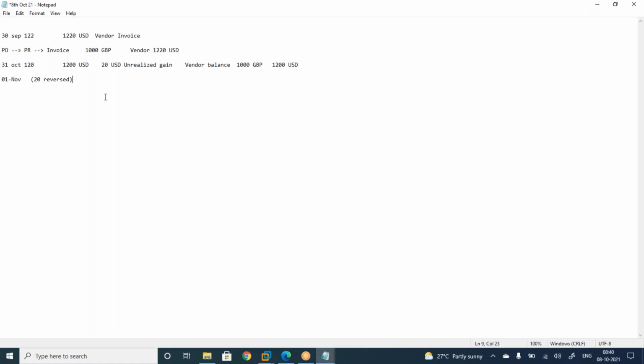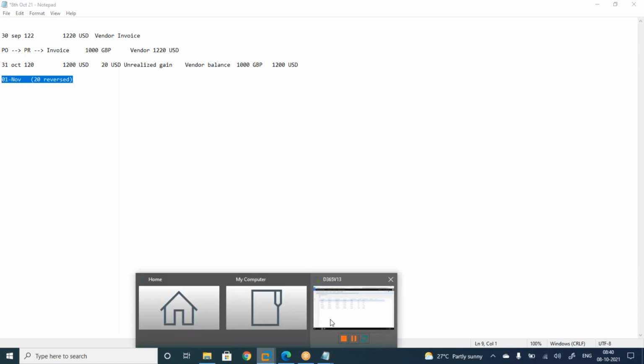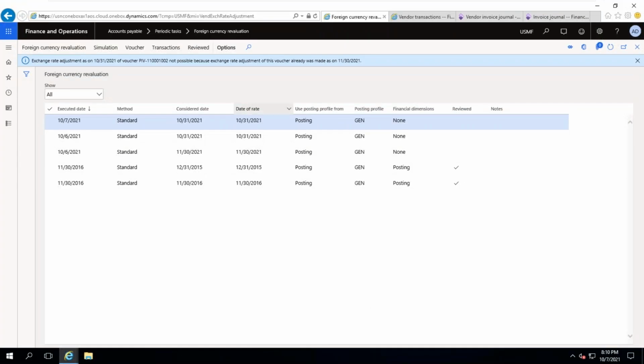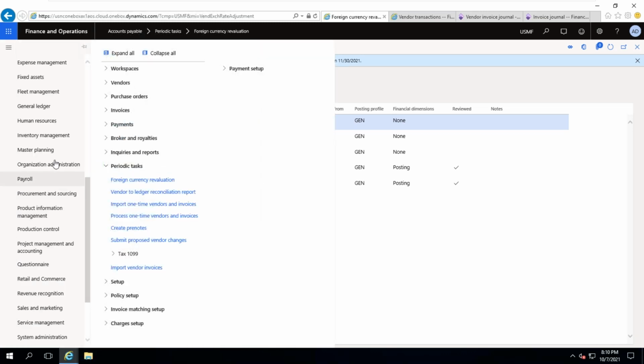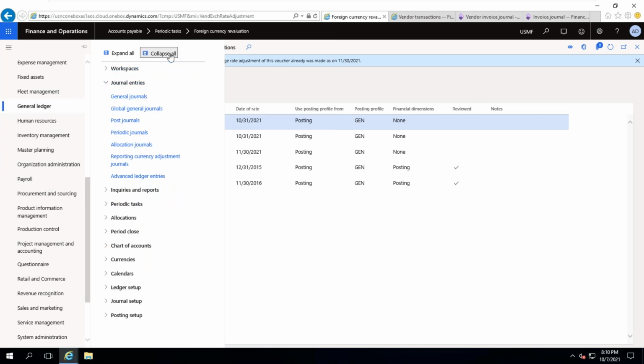Fine. So next one is foreign currency revaluation for AP and AR. Both are similar. There is no change. Now foreign currency revaluation for GL. Actually here also it is the same, but the look and feel will be different.